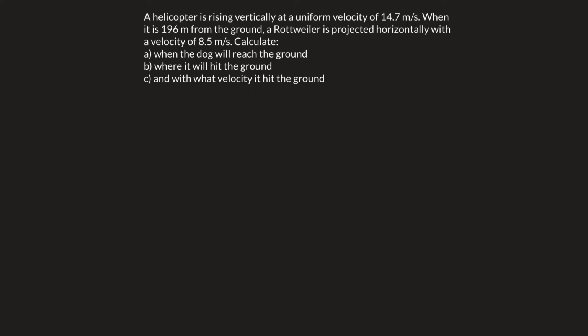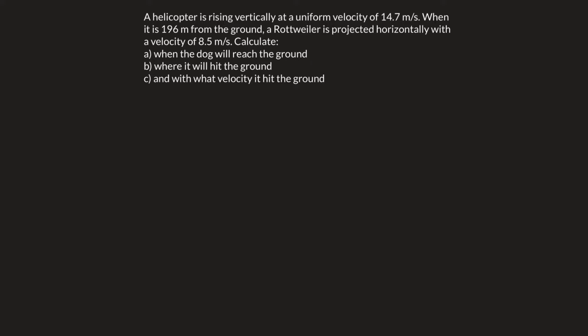In this example, we have a helicopter that's rising vertically at a uniform velocity of 14.7 meters per second. When it reaches a height of 196 meters from the ground, a Rottweiler is projected horizontally out of the helicopter with a velocity of 8.5 meters per second.